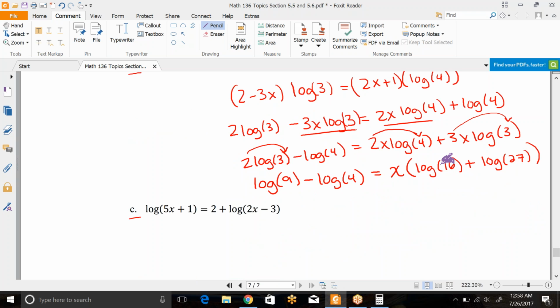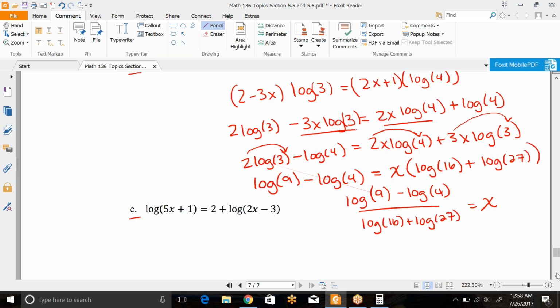Okay, so to get x by itself, we need to divide the log 16 plus log 27 to the other side. So this will be log 9 minus log 4 divided by log 16 plus log 27 equals x.